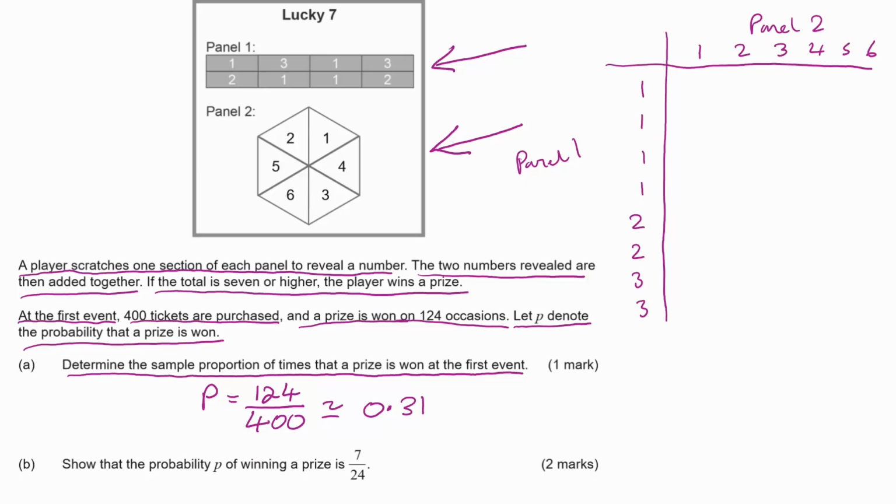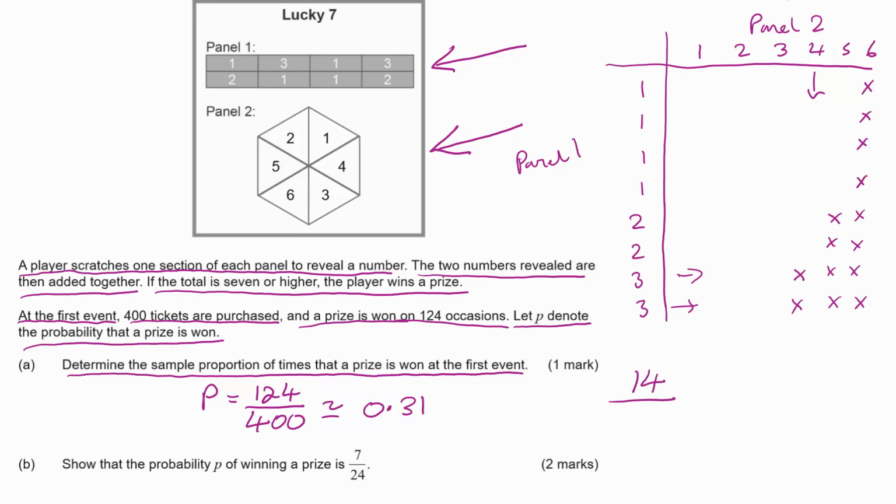Now we win if we get 7 or more. So those 4 would be winners. And then all of these would be winners as well because we get 7 or more in those locations. And finally, we would get 7 from 4 here and the 3s over here. So that's 1, 2, 3, 4, 5, 6, 7, 8, 9, 10, 11, 12, 13, 14.